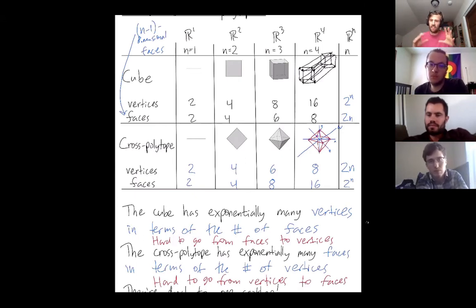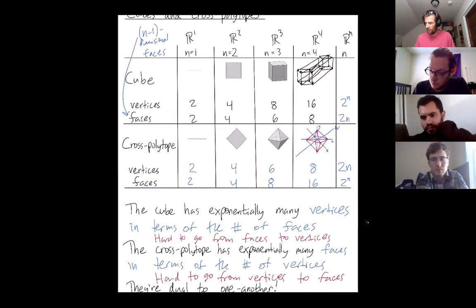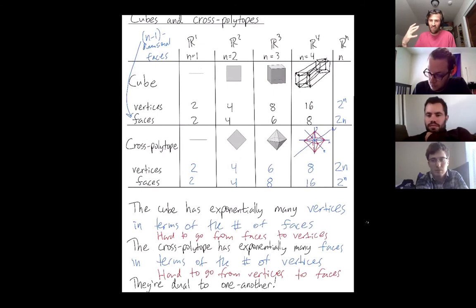I might write down just 100 vertices, and I take the convex hull, and I get something that's exponential in terms of the number of vertices, 100, as my number of faces. So you don't expect a polynomial time algorithm to have 100 as input, and something exponential in terms of 100 as output.